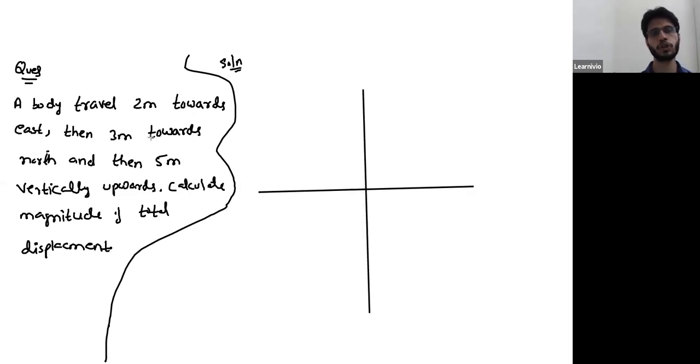So the body travels 2 meters towards east. It travels 3 meters towards north. And then 5 meters vertically upwards. Vertically upward means it starts flying, coming out of the screen. So I can't draw that direction out of the screen, so I am drawing it here.